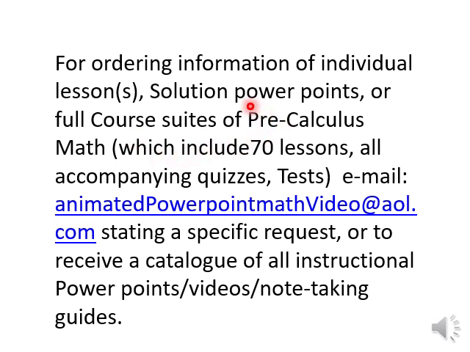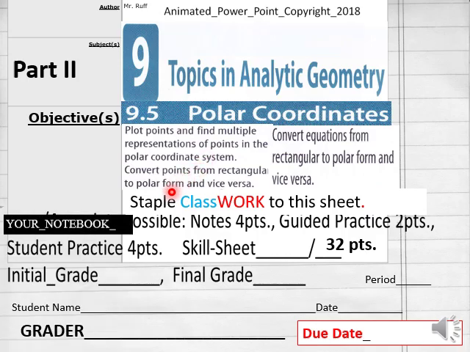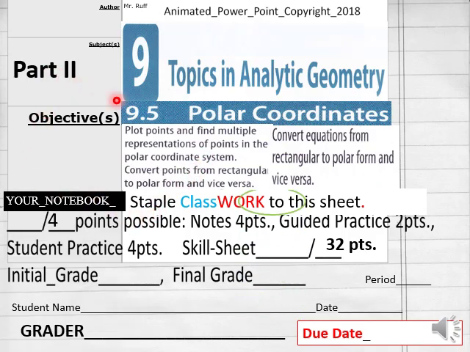Hello everybody, getting ready to do lesson 9.5 part 2 pre-calculus math classwork today. And for today's lesson part 2, polar coordinates, you will have 4 points that will go into your notebook or your notebook guide, and 32 points will go into your classwork sheet. Students, name, date, period. Onliners, homeschoolers, put your due date here.